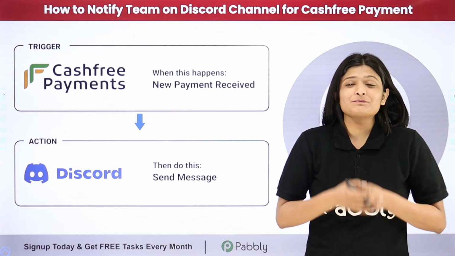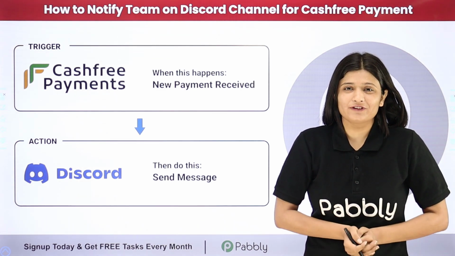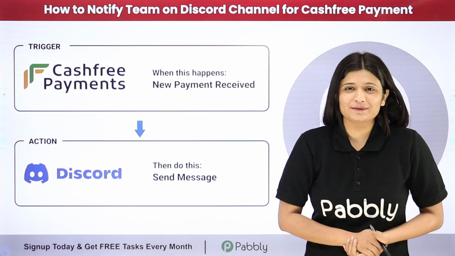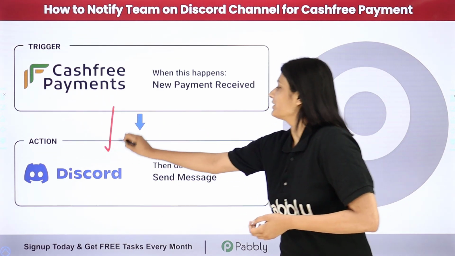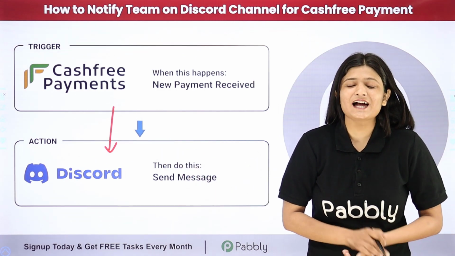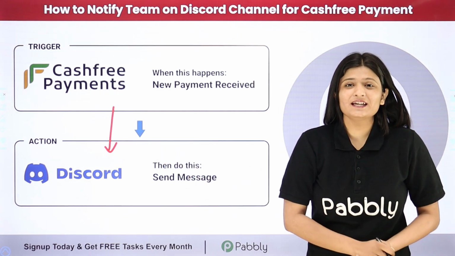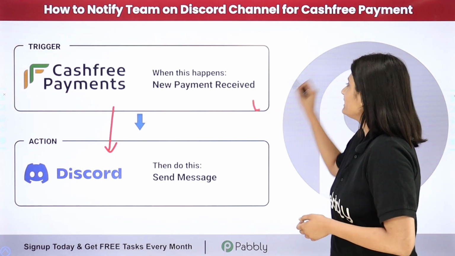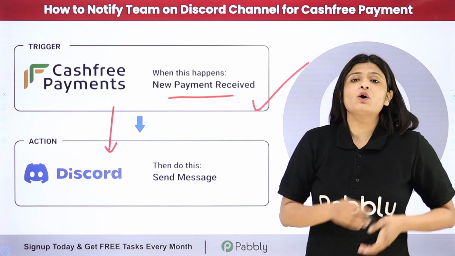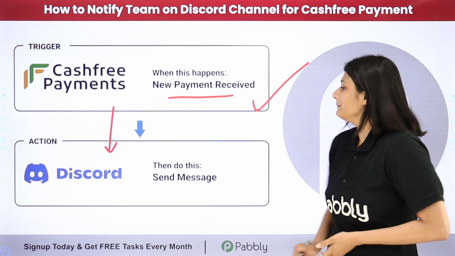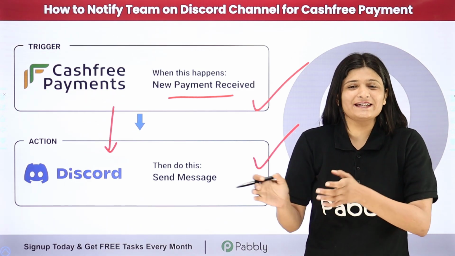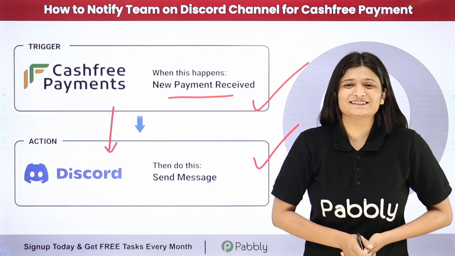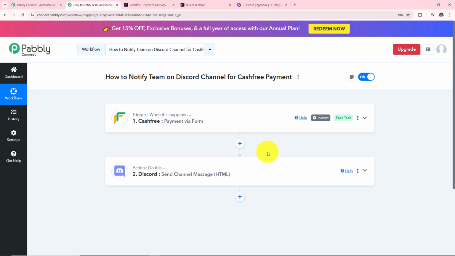Pabbly Connect is an amazing automation and integration software which requires no coding or programming skills. Here I just need to build a connection between Cashfree and Discord. With the help of Pabbly Connect, I am going to build this connection in such a way that whenever I receive a new payment in my Cashfree, my team will be automatically notified about this new payment in my Discord channel. Now if you want to learn this amazing automation step by step, then let me take you all to my screen.